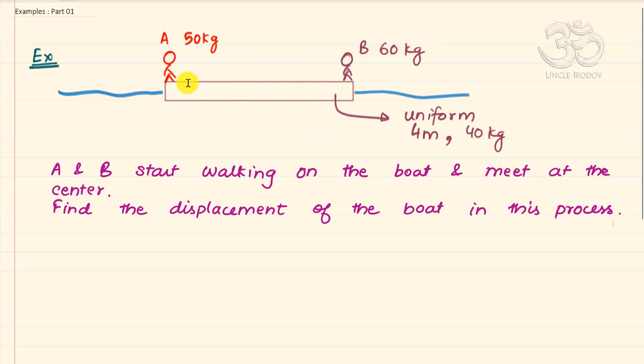So what I'm going to do is take A, B and the boat as a system. Then the forces of interaction between A and the boat and between B and the boat become internal forces of the system. And internal forces don't lead to the acceleration of the system. They don't change the velocity of the center of mass, and so on. So that will make my analysis simple. I can probably ignore the forces acting between A and the boat and between B and the boat.